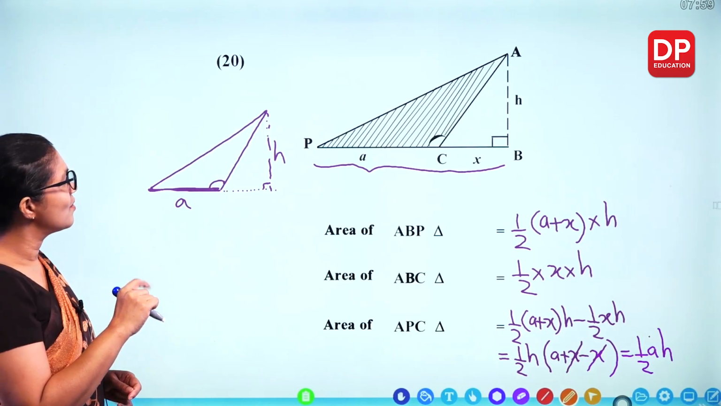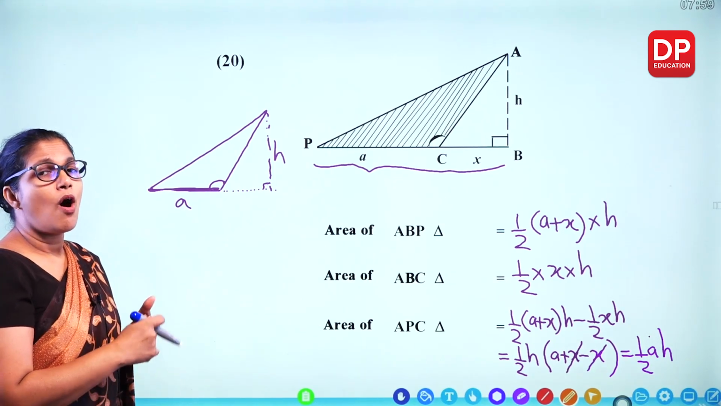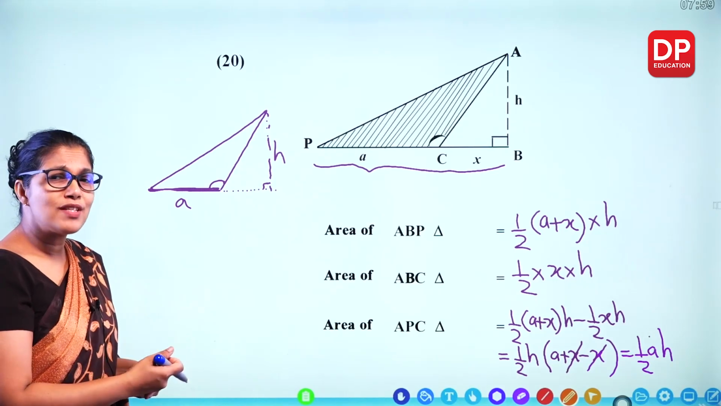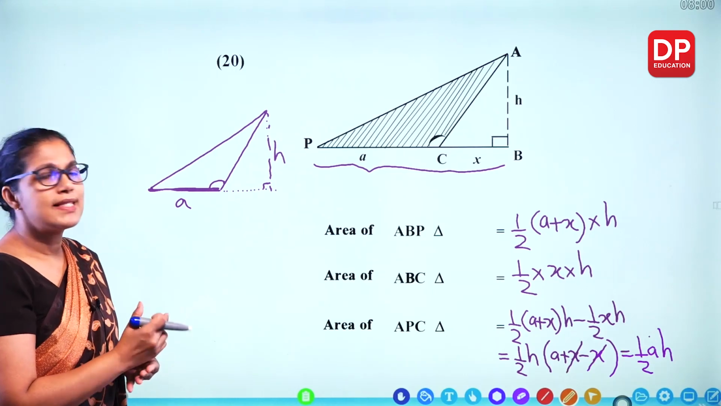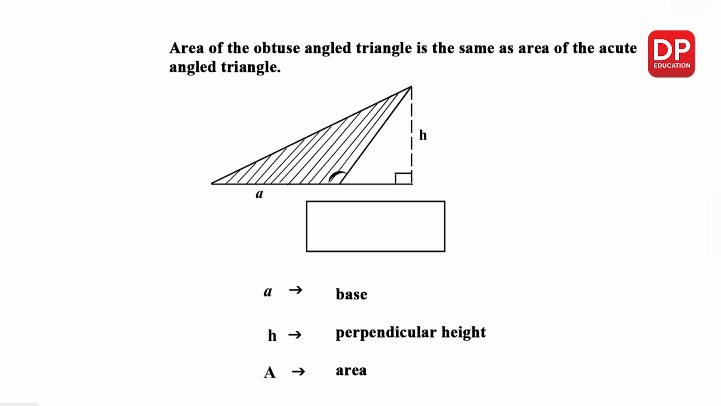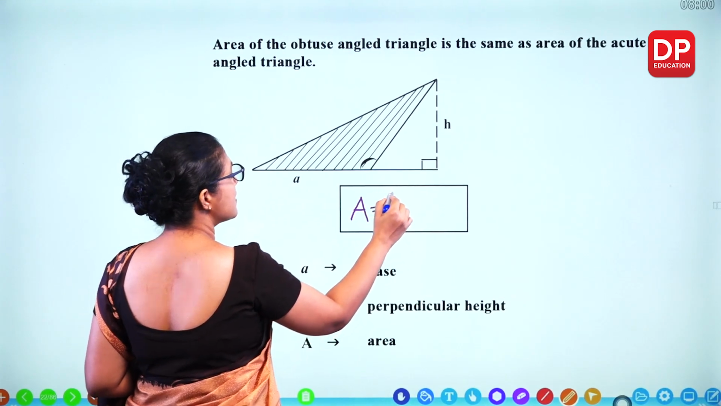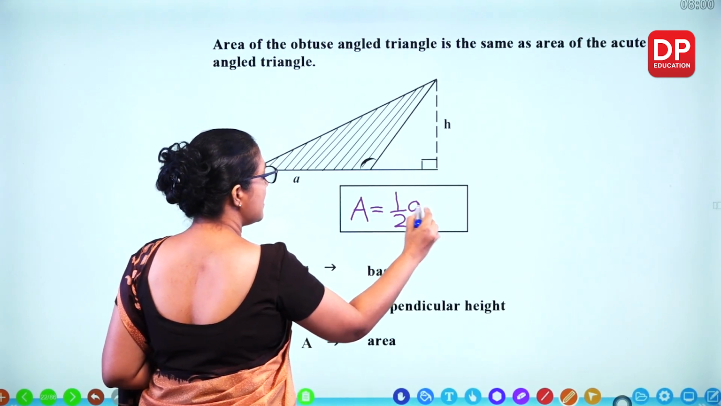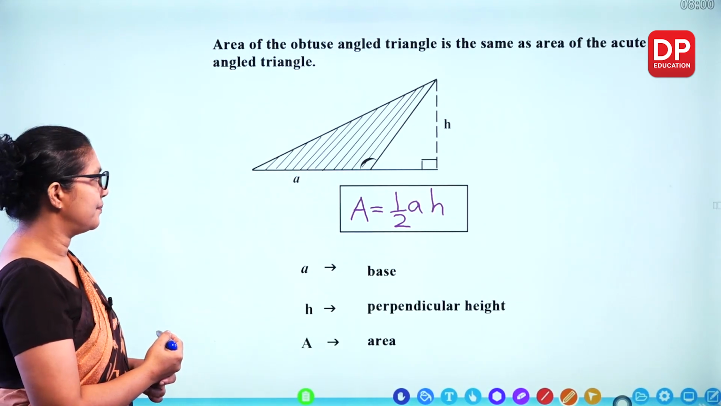So now we found out if it's a right angle or an acute angle or obtuse angle triangle, you can use the same formula. Half into base into perpendicular height. So what's the formula? Area of the obtuse angle triangle is the same as area of the acute angle triangle. So you can write down area is half AH, A is the base and H is the perpendicular height.